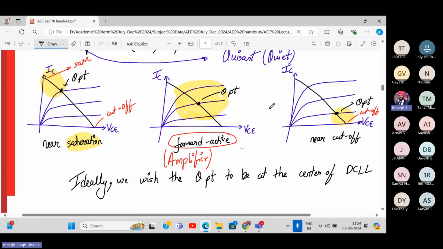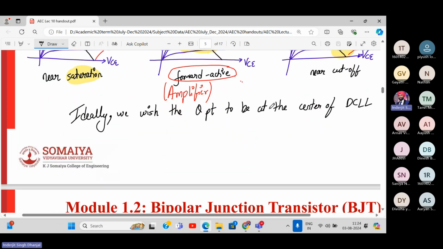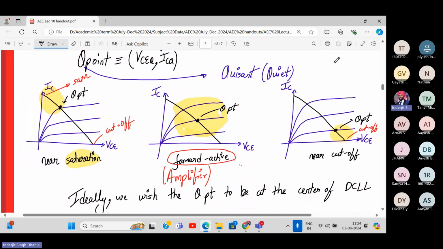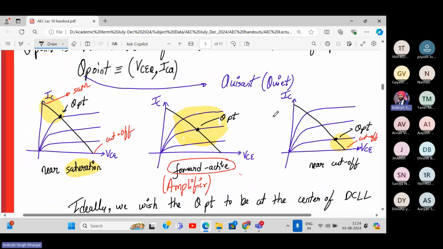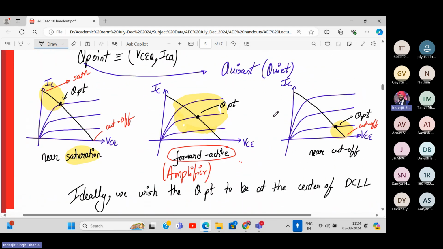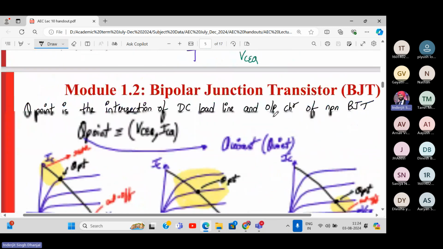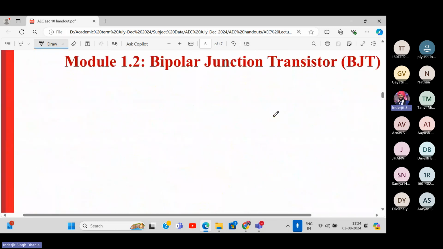Now, any doubts over here? Can someone reply quickly so that I can move on? Any queries? Everything is clear, whatever we have discussed today? Okay. So let's go to the next point.